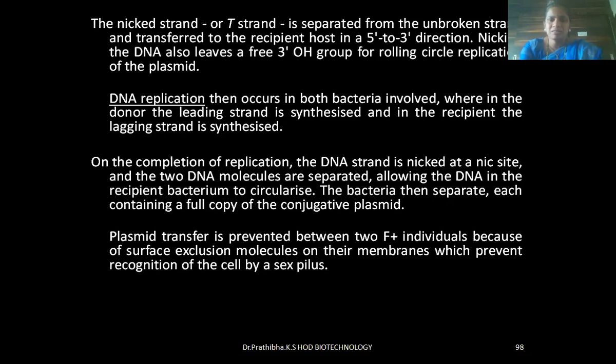DNA replication then occurs in both bacteria involved: in the donor, the leading strand is synthesized, and in the recipient, the lagging strand is also synthesized. On the completion of replication, the DNA strand is nicked at the nick site and the two DNA molecules are separated, allowing the DNA in the recipient bacterium to circularize. The bacteria then separate, each containing a full copy of the conjugative plasmid. Plasmid transfer is prevented between two F plus individuals because of surface exclusion molecules on their membranes, which prevent recognition of the cell by a sex pilus.